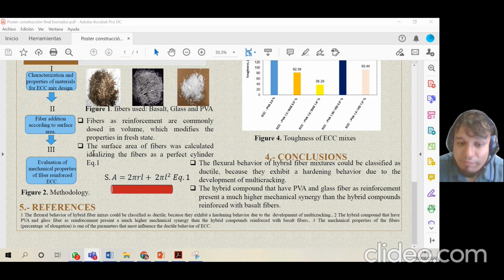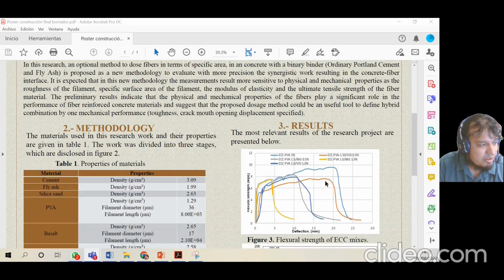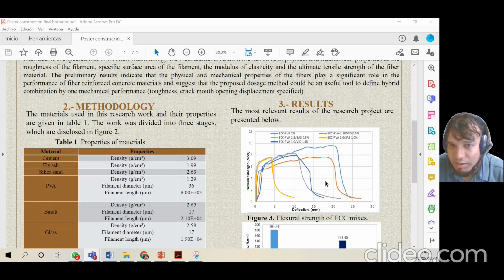In stage three, we obtained mechanical properties of the compound to evaluate the post-cracking behavior of each fiber, or of the use of more than one type of fiber in a hybrid compound. And the results in section 3 that you can see are one of the most relevant results obtained in that research project. In figure 3, you can observe the flexural strength of each series.